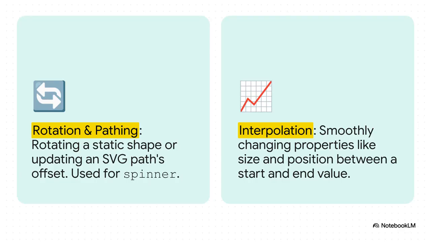Now inside that loop, the component is actually using a couple of different tricks to create the animations. For some styles, like the spinner, it's pretty straightforward. It's basically just rotating a shape that's already been drawn. But for the others, like the ring or the ball, it does something a little more sophisticated called interpolation. It's mathematically calculating all the in-between steps to smoothly change things like size and opacity over time.